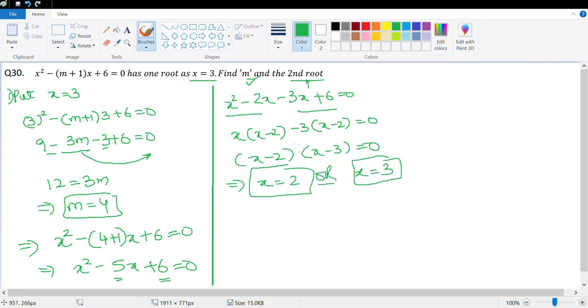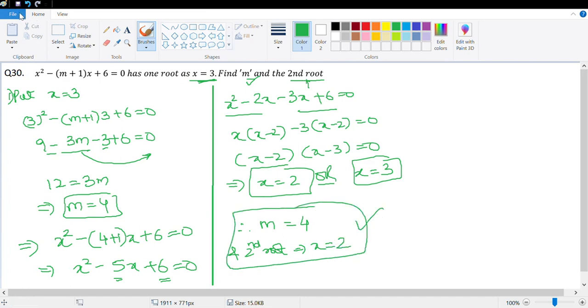The second root they have already given as 3. Therefore m is equal to 4 and the second root is x is equal to 2. Perfect. Let's look at the next one. The next one that we're doing is question number 31.